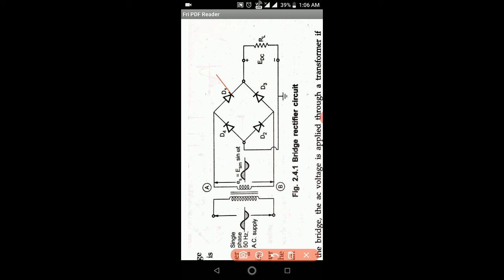Here we can see diode 1, diode 2, diode 3 and diode 4. The 4 diodes form the 4 arms of an electrical bridge. To one diagonal of the bridge, the AC voltage is applied through the transformer if necessary, and the rectified DC voltage is taken from the other diagonal of the bridge. The main advantage of this circuit is that it does not require a center tap on the secondary winding of the transformer.